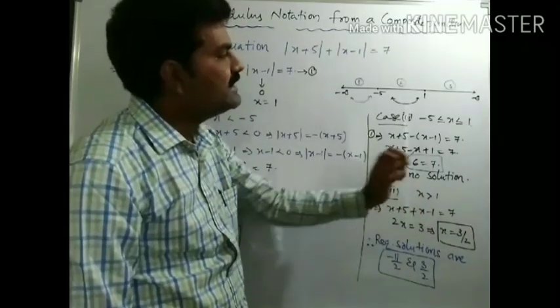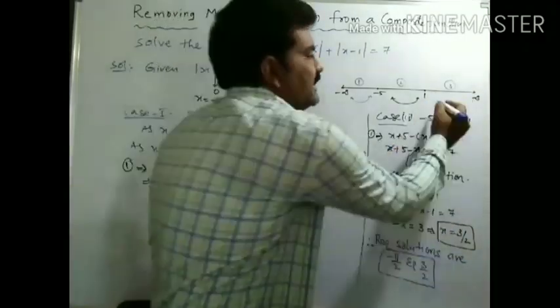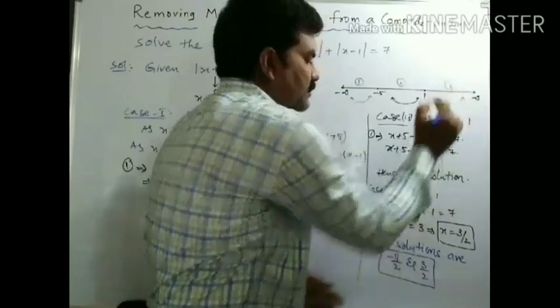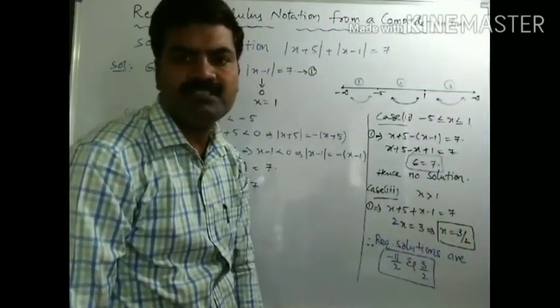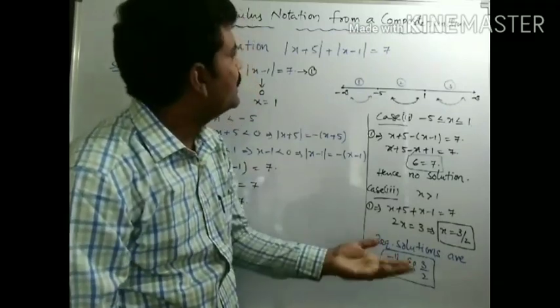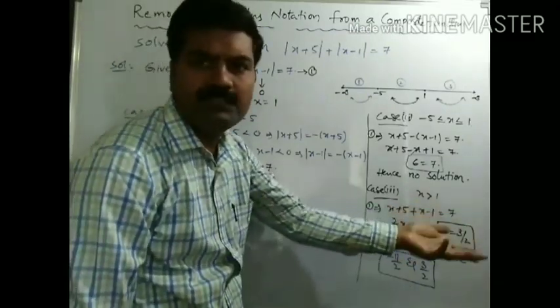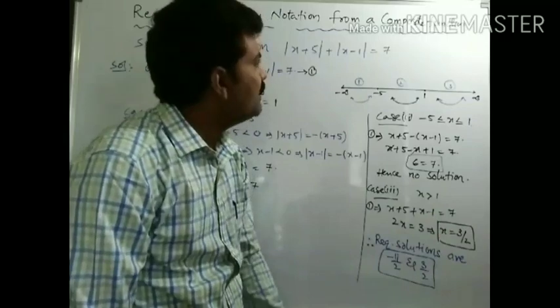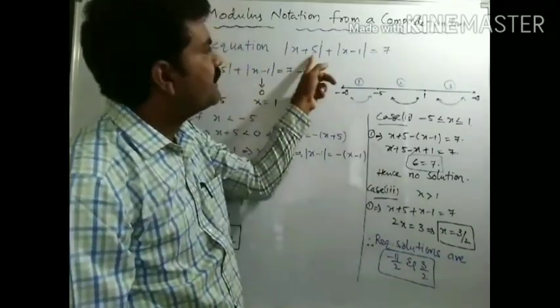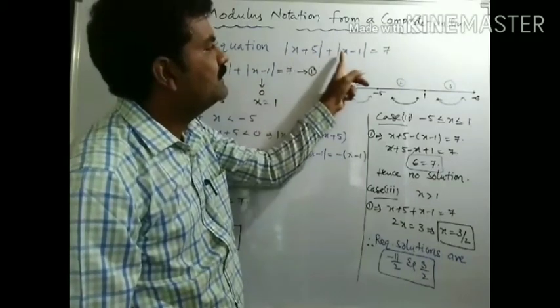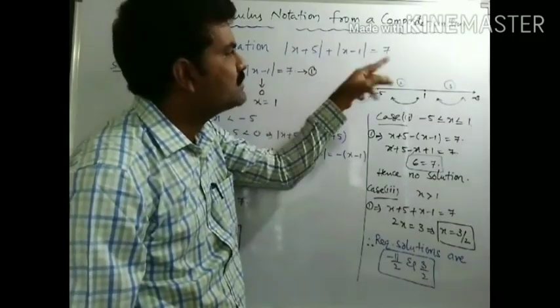Then coming to the third case, that is case number 3, when x is greater than 1. Even here also, you can assume any one number which is greater than 1, for example 2, 3, 4, anything. Let me go with 3. Then 3 plus 5, 8, positive. 3 minus 1, 2, which is also positive.